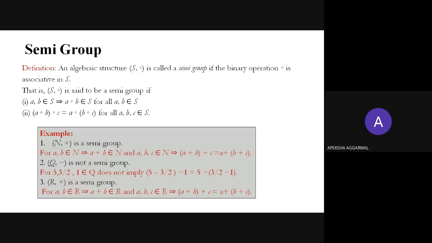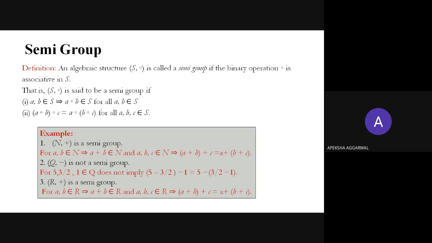Okay. And rational numbers on minus. Minus is not commutative, but is this closed? Minus is closed. So 5 comma 3 by 2. 5 and 3 by 2 are rational numbers. So they are saying that it is not associative because 5 minus (3 minus 1) is not equal to (5 minus 3) minus 1. Okay. So hence it is not a semigroup.